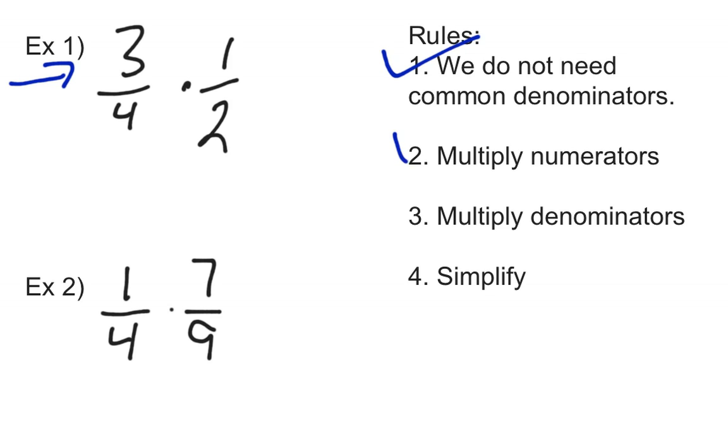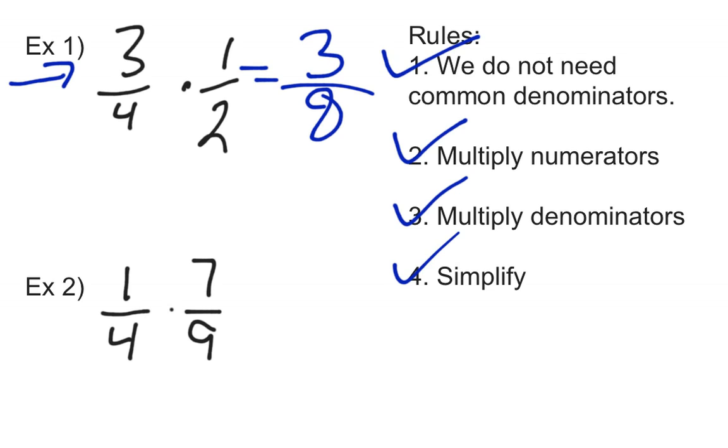Rule number 2, multiply the numerators. So on top, 3 times 1, well, that's easy enough. That gives me 3. Step 3, multiply the denominators. On bottom, 4 times 2 gives me 8. Easy enough. And then step number 4, as always, always simplify. In this case, 3/8 is simplified. We're done. That's all multiplying is. So what I want you guys to do is pause the video and try number 2.